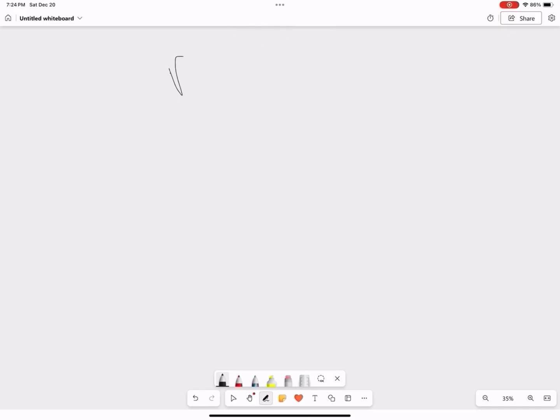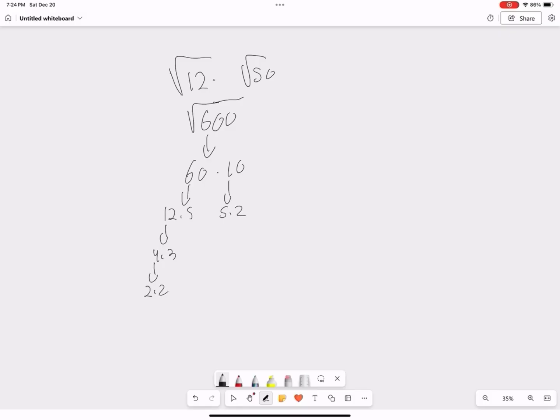Now if we do the square root of 12 times the square root of 50, we apply a property. 12 times 50 is what? It's the square root of 600. Does it have a perfect square root? It does not. So let's break this down. 600 divided by 10 is 60, and 60 divided by 10 is 6. This is 12 times 5, this is 5 times 2, this is 4 times 3. I'm just breaking it down to prime numbers. So we have 2, 3, 5, 5.